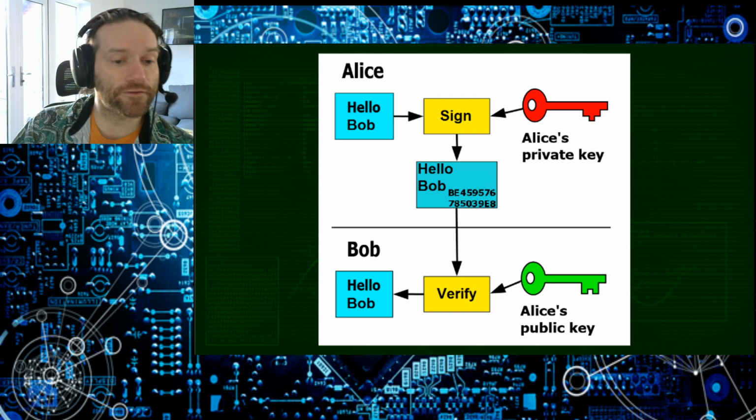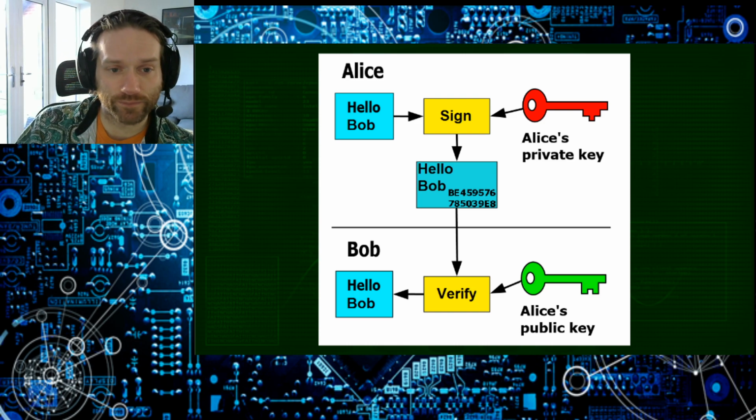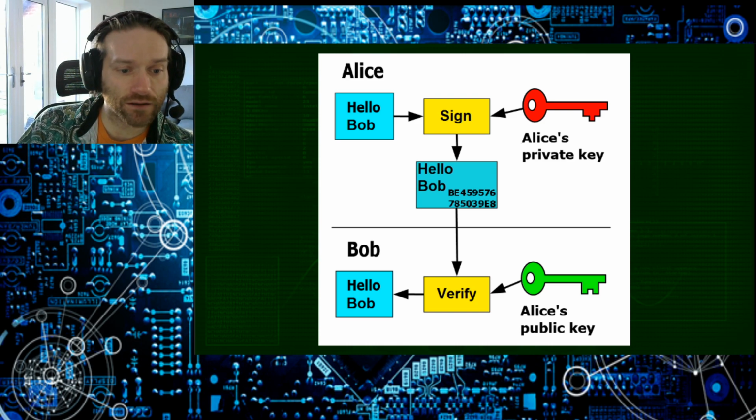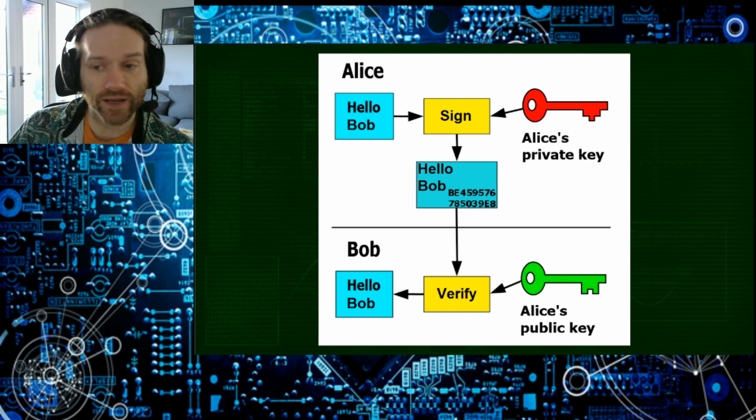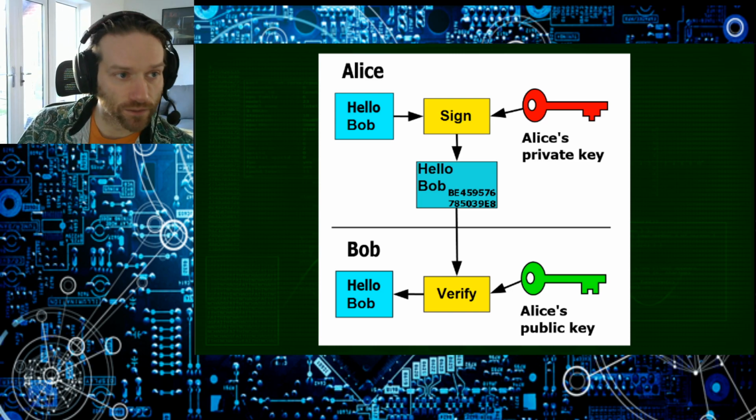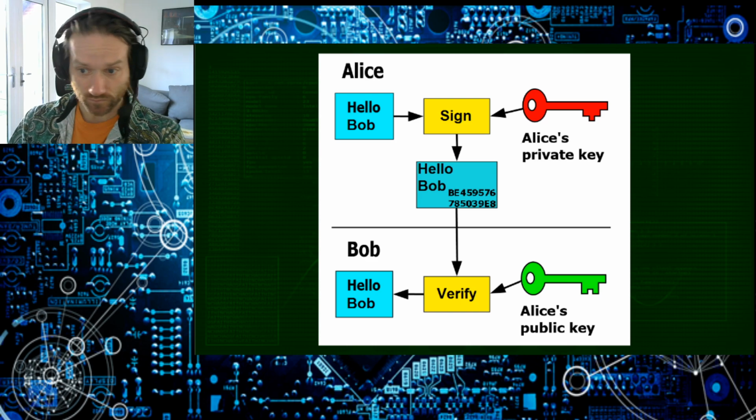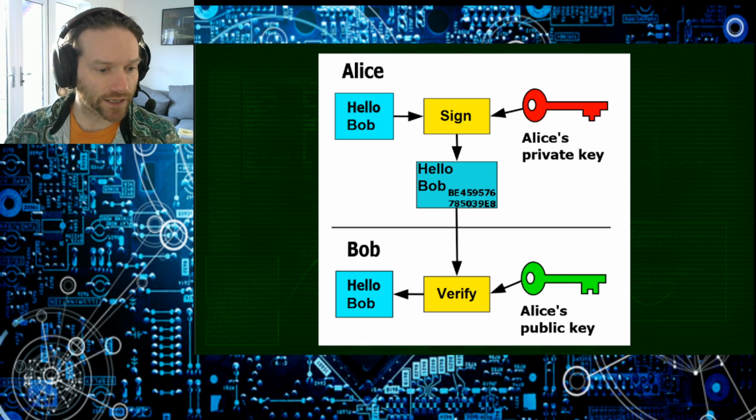Because if the message has been tampered with, or it has been encrypted using someone else's private key, it will not be able to be decrypted with Alice's public key. Does that make sense?